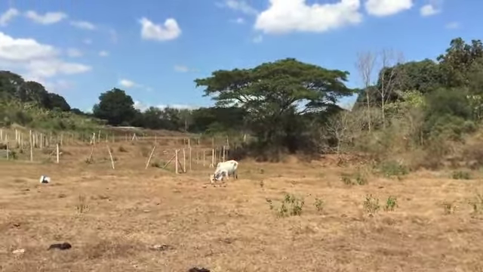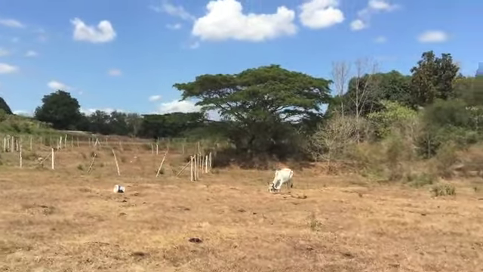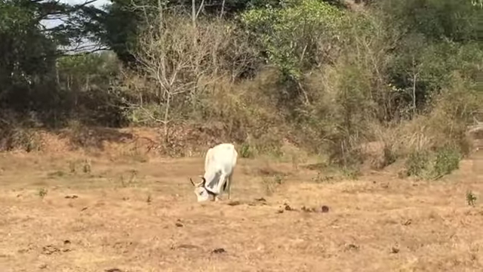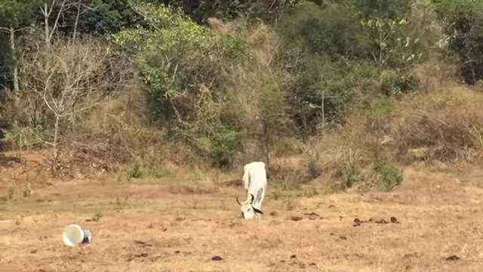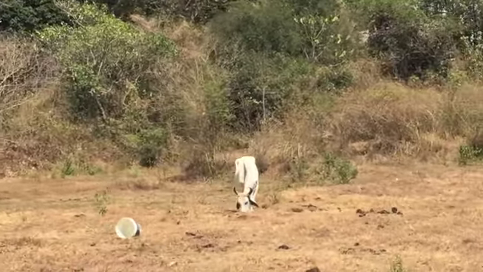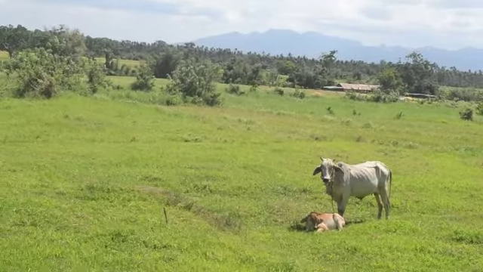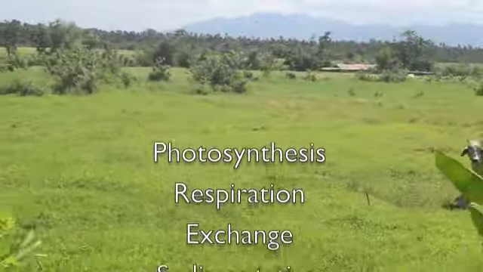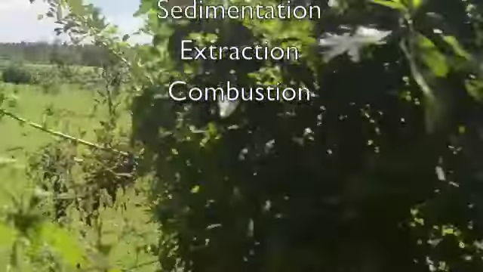Both plants and animals release carbon dioxide when they decompose, as well as when organic matters like woods, leaves, or oil are burned. When carbon dioxide is released, it goes through the atmosphere where it is taken in by plants, which is consumed by animals. There are 6 processes that drive the carbon cycle, namely photosynthesis, respiration, exchange, sedimentation, extraction, and combustion.